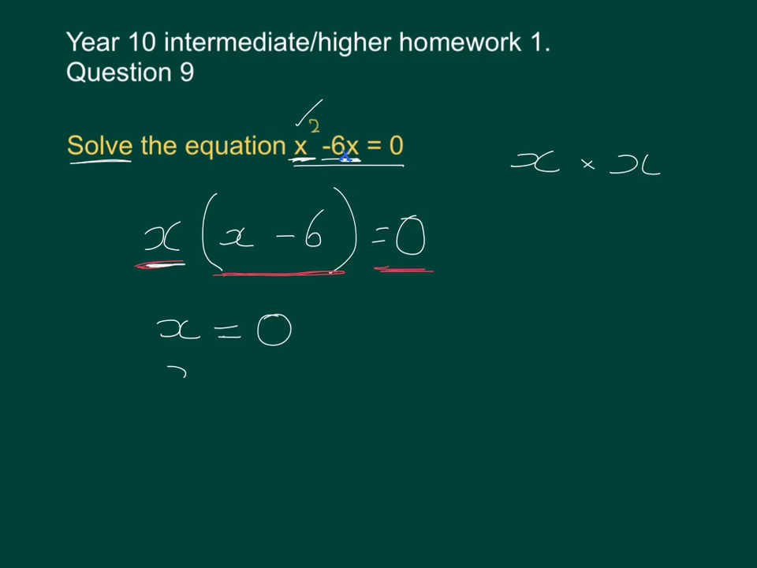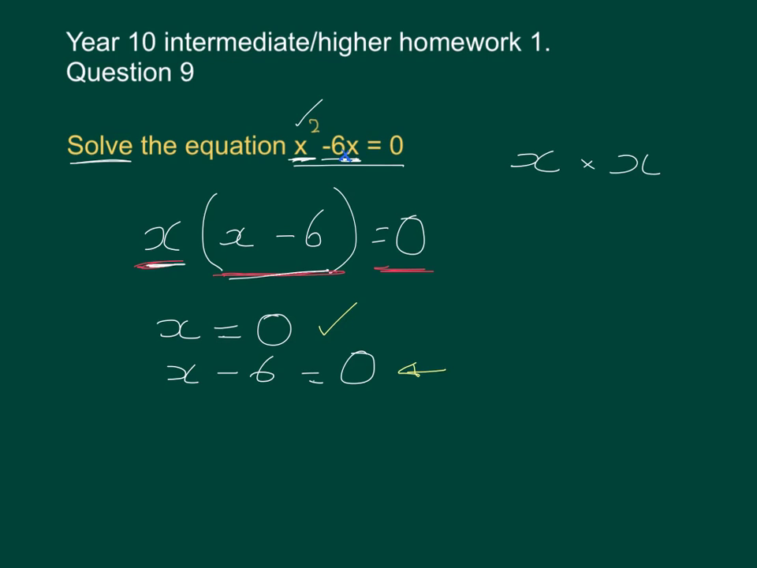Or x minus 6 equals 0. But I want to know what x equals. So here we are. This x equals 0. We're happy with that. This x doesn't equal a number yet.